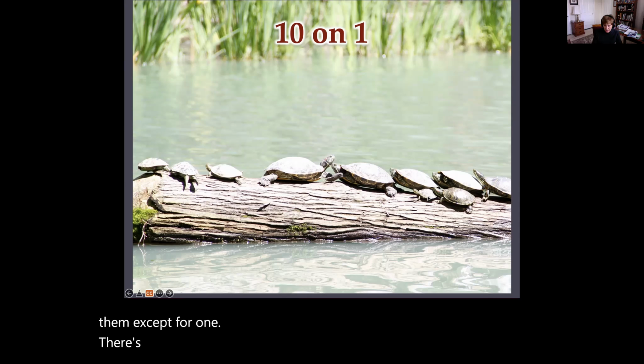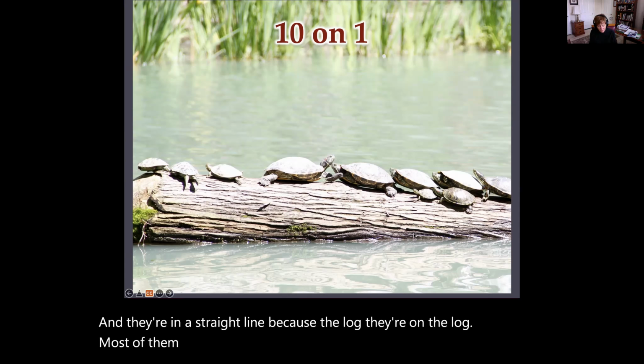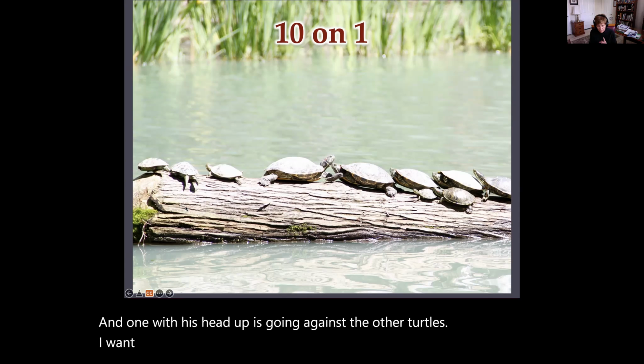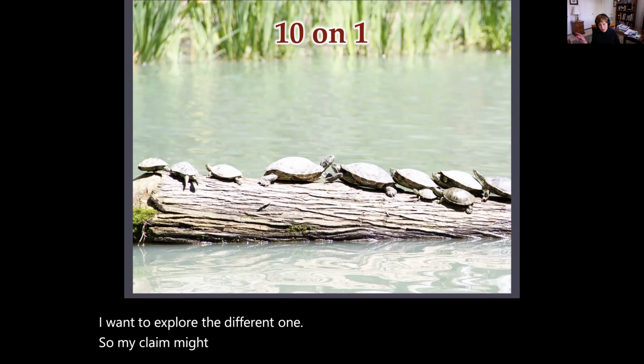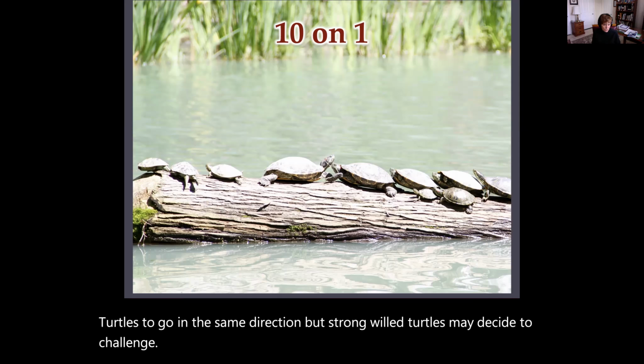There's some big ones, some tiny ones, and they're in a straight line because they're on the log. Okay. Most of them have come up out of the water, and one with his head up is going against the other turtles. I want to explore the different one. So my claim might be, turtles like to go in the same direction, but strong-willed turtles may decide to challenge the direction others are going.